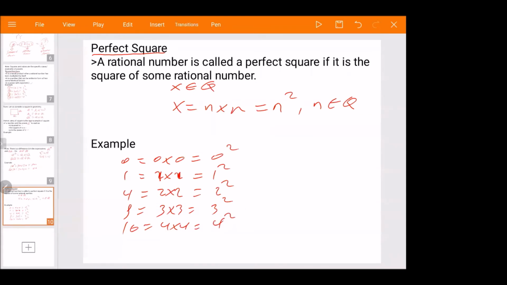So if they satisfy this condition, the resulting number will be a square number or perfect square. So don't confuse the terms perfect square and square numbers. They are similar. So this is all about square numbers. Do you have any questions on this?